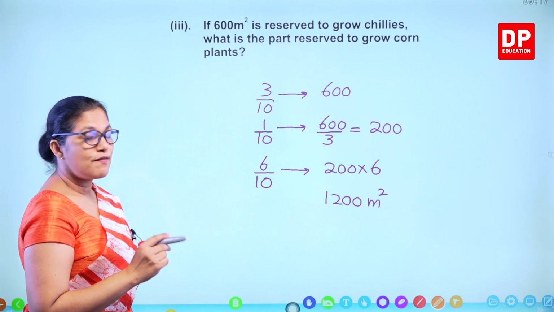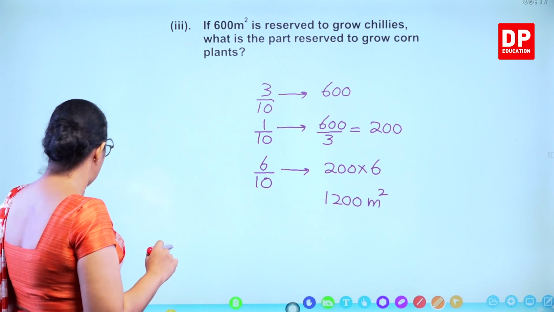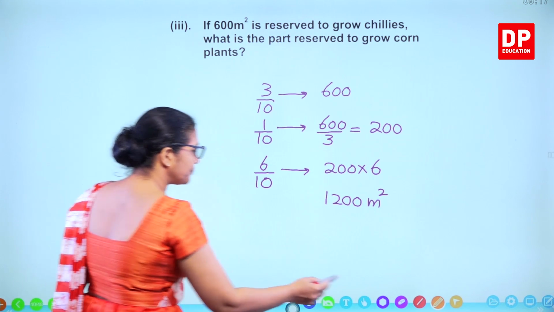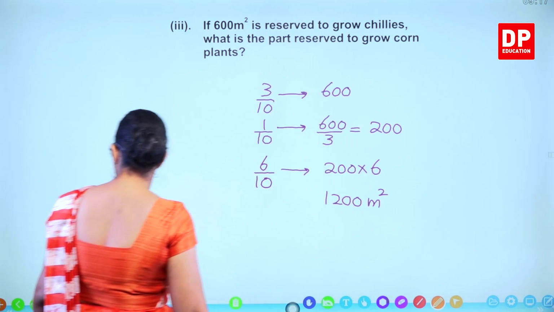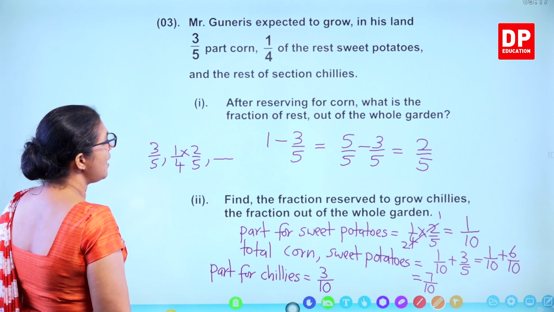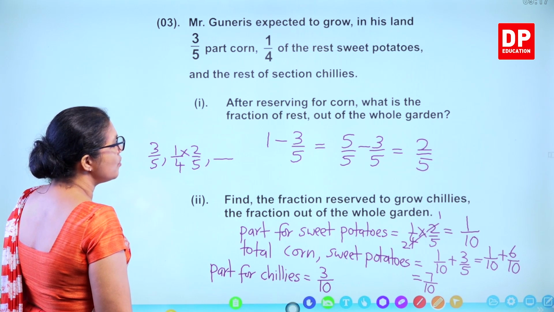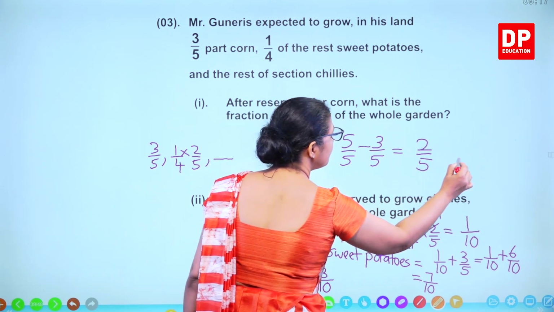So we did all parts. Now we need to divide the marks. So you are getting 3 parts there. So first one you get 2 marks.